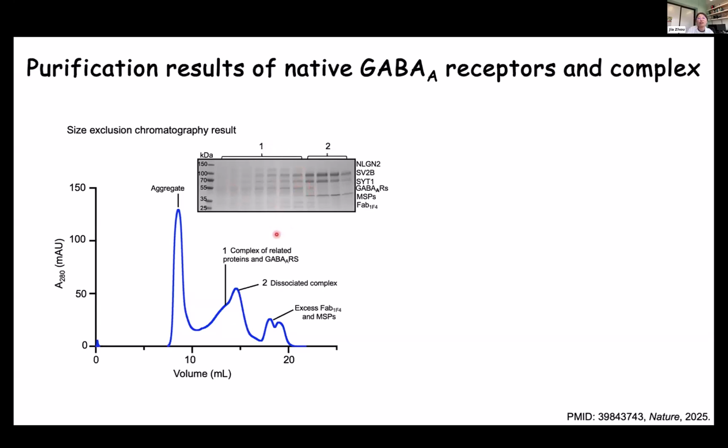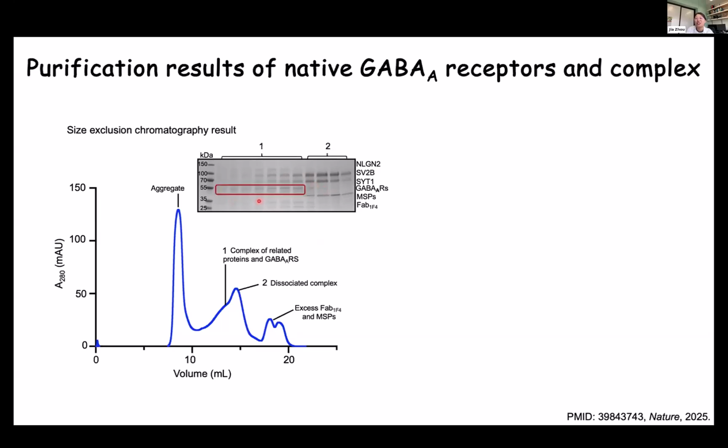The gel mainly focuses on the first 2 peaks. The first peak is not a real peak, it's like a shoulder peak, and we found it contains the GABAA receptor and also some related proteins. The second one is some dissociated related proteins, as you can see from this other part of the gel. The last two small peaks are excess antibody and the scaffold protein that we used for the nanodisc reconstitution. Then I will give you more detail about the bands in the gel.